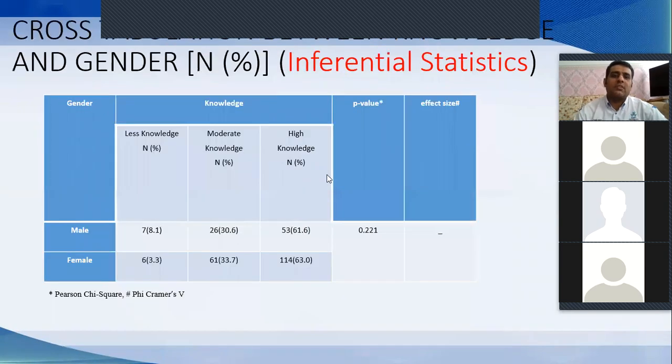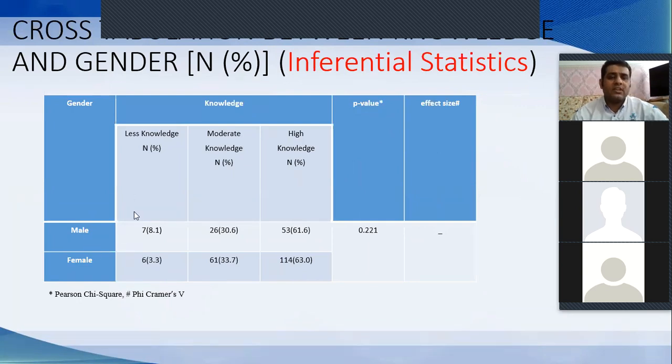Then goes to the next one. This is considered inferential statistics. This is actually cross tabulation. We have applied some statistical analysis: Pearson's chi-square analysis, or the Fisher exact test, and we have also tried to calculate the effect size.